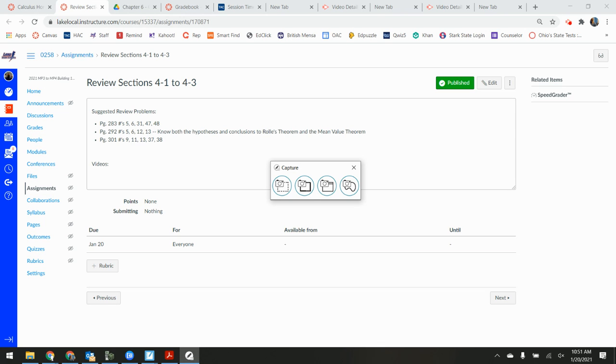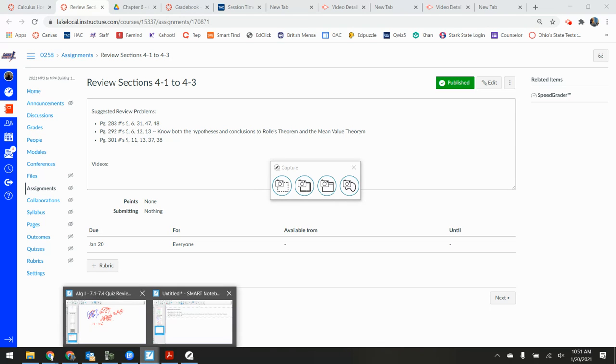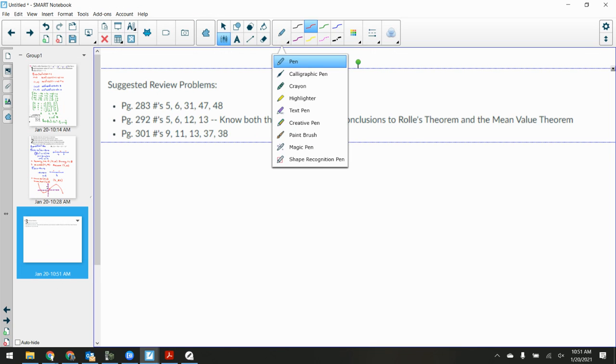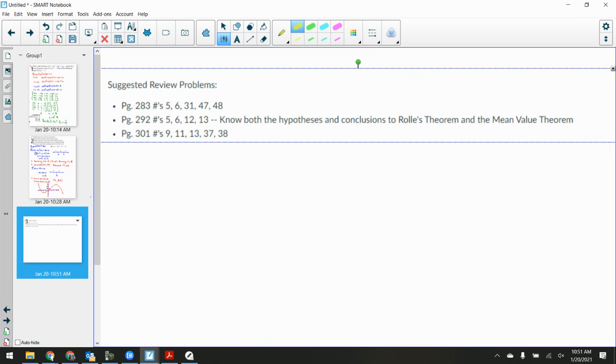I am going to highlight the ones that are not in the homeworks. Okay? So in page 283, the set 4-1, 5 was in the homework, 6 was not in the homework, 31 was not in the homework, 47 was not in the homework. Section 4-2, 5 was in the homework, 6 was not in the homework, 12 was in the homework, 13 was not.